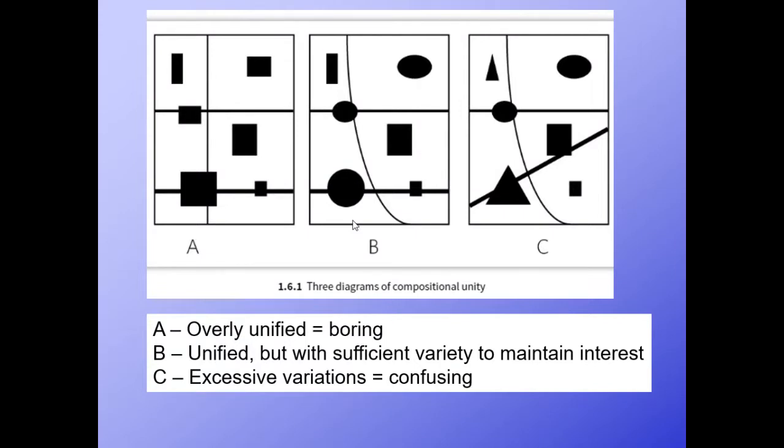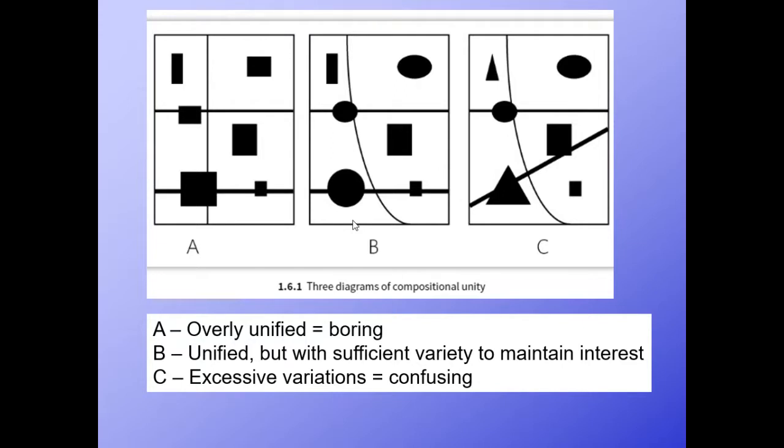On the other hand, you've got C on the far right-hand side, an example that's got curves and angles, straight lines, and circles and ovals. There's so much going on that it may be too chaotic for some people. So what we're trying to aim for is most of the middle ground, letter B, which is unified, but with enough variety that you've got some visual interest.